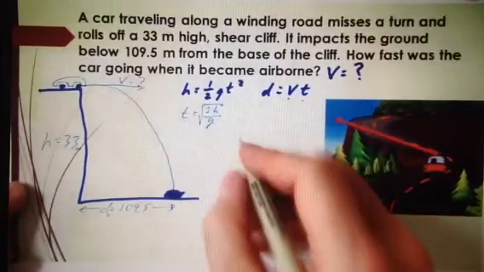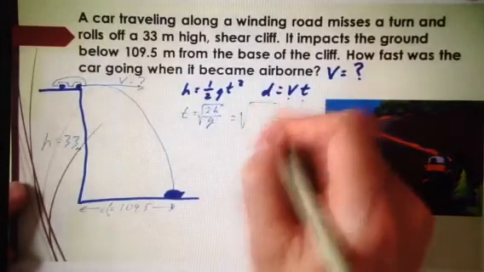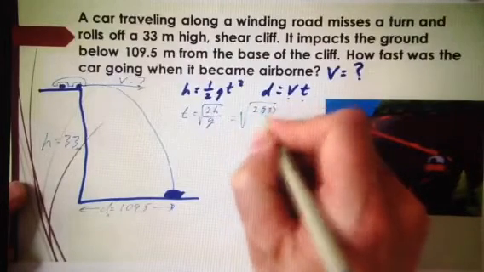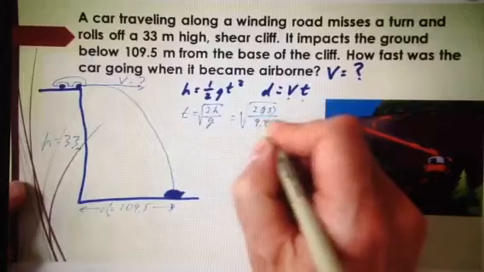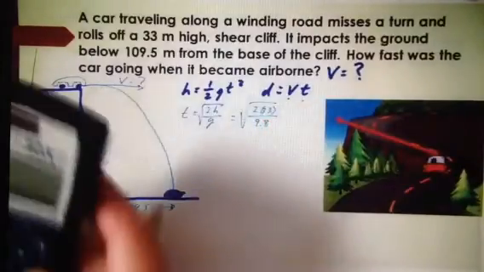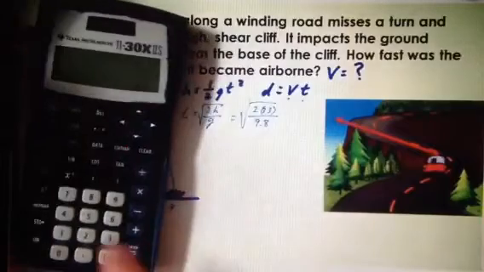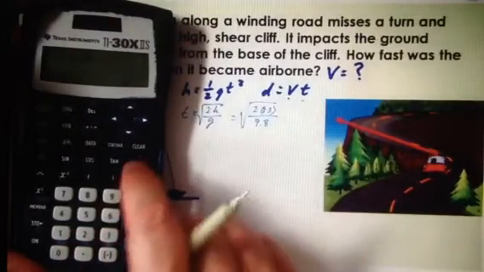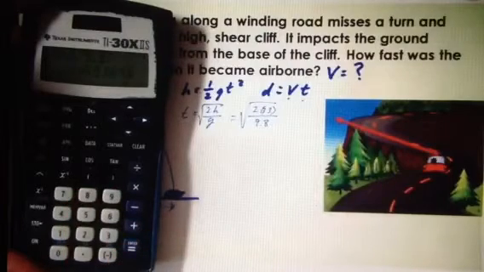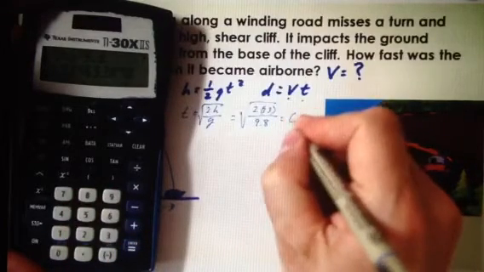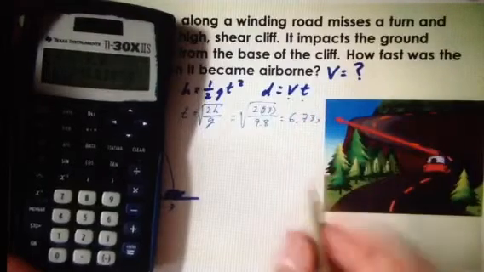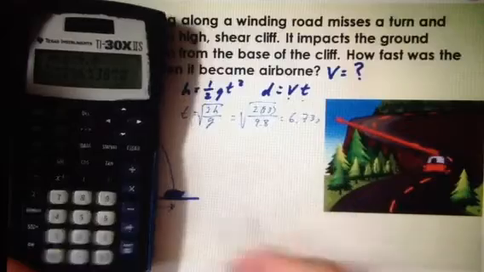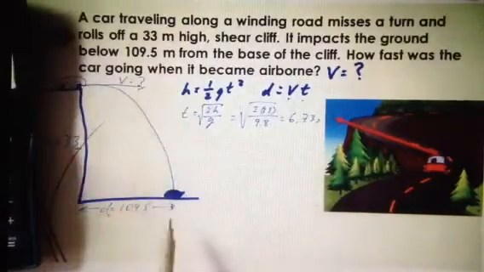I'll be all done. So t is going to be the square root of 2 times the height of 33 meters divided by gravity, 9.8. So I'll get out my calculator here, and I'll do 2 times 33, divide that by 9.8. Okay, so I get 6.73 seconds. That's the time that's necessary for the car to fall. So it takes 6.73 seconds for it to land.